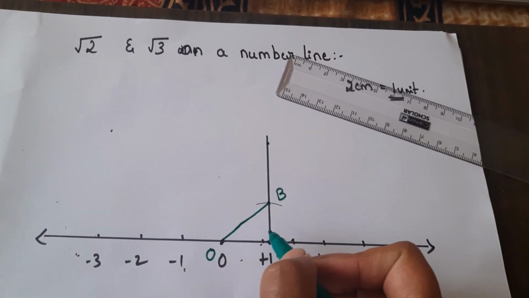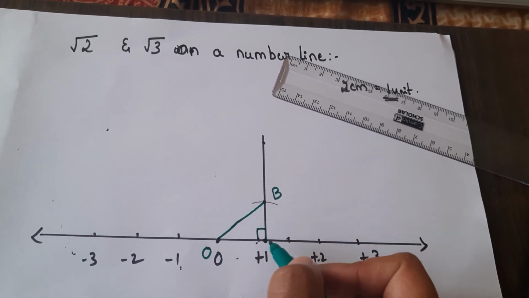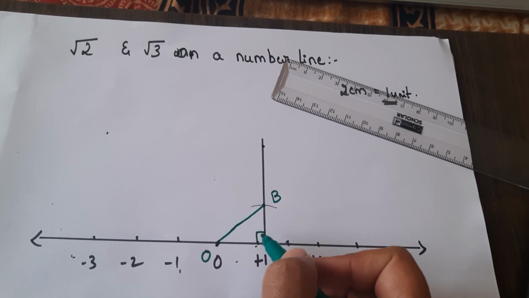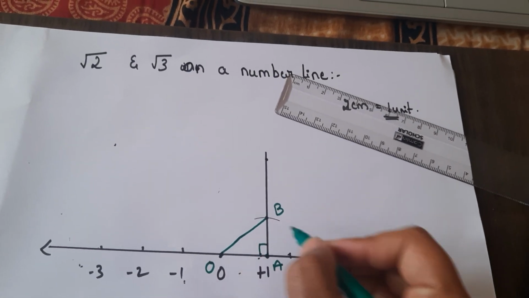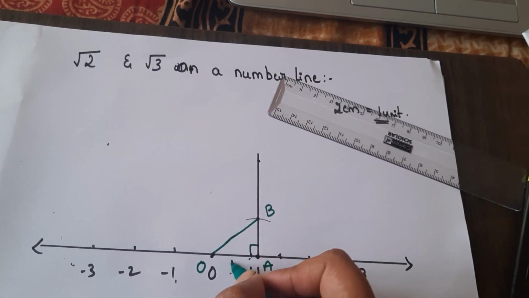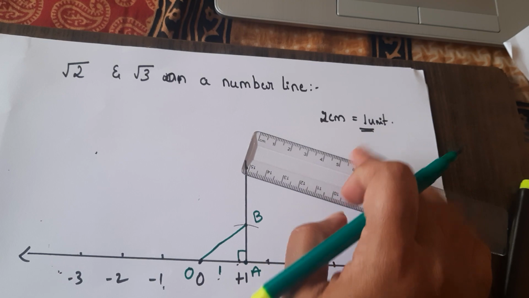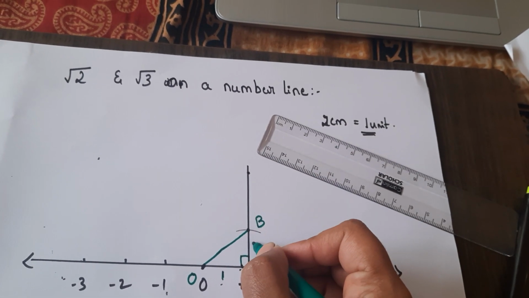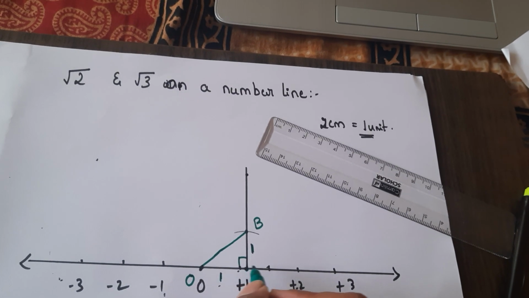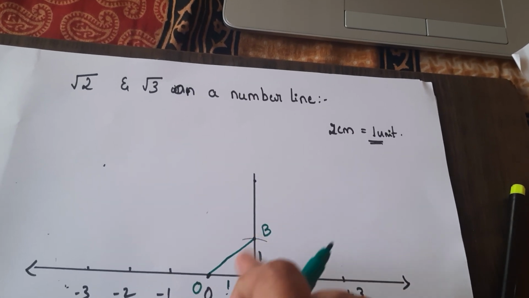What I got now is the right angle triangle OAB, where angle A is 90 degrees. How can you tell angle A is 90 degrees? Just now we marked it using the protractor. So OA is 1 unit. Why? Because 2 centimeter is 1 unit. Similarly, for 2 centimeter, I cut one arc, which means this is again 1 unit. OA is 1 unit, AB is 1 unit.